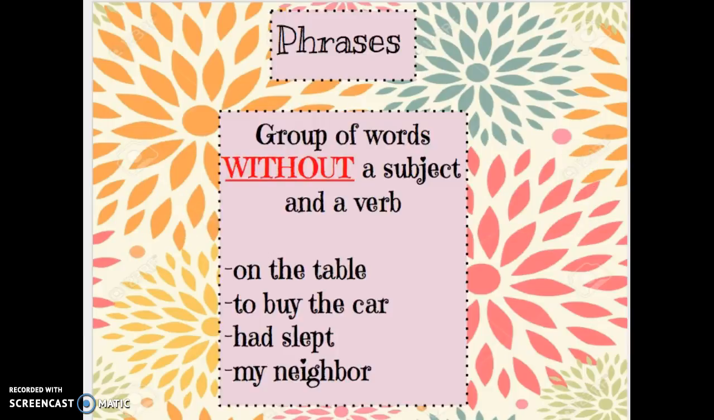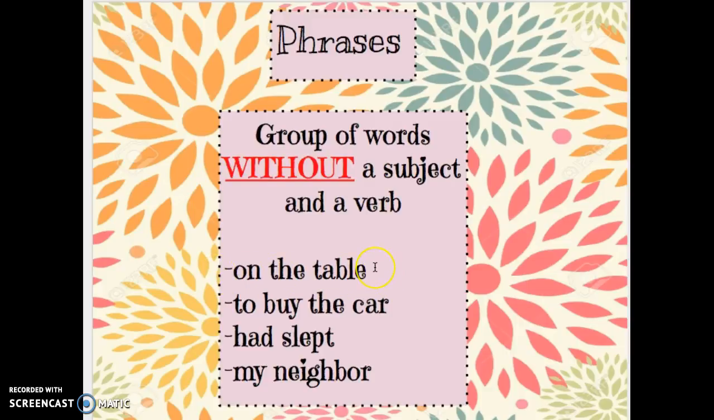So that means there's no person or there's no verb with it. Now you might see one isolated on its own, so you might see just a subject or just a verb. However, if you don't see both of them together, like a person doing something, then it will not be considered a clause. Okay? So taking a look at our examples here: on the table, to buy the car, had slept, my neighbor. Each of these is not going to be any kind of clause because we don't have a subject and a verb together.